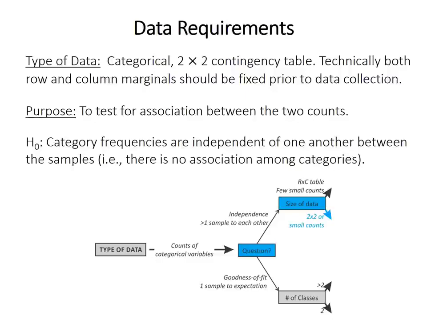So the test looks for an association between the two sets of counts, with the null hypothesis that the frequencies are independent between the two samples. So basically, put another way, there's no association among the categories, or there's no difference in the abundance between the different samples.